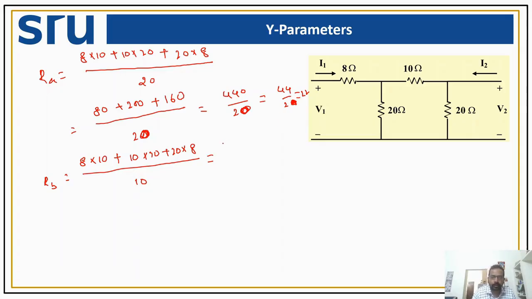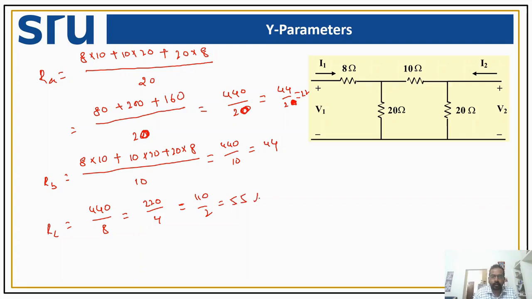Now this becomes 440 divided by 10. So it is equal to 44. Similarly, RC can be calculated as 440 divided by the opposite resistance, that is 8. So it is 220 by 4, or we can directly write 110 by 2, or it can be written as 55.